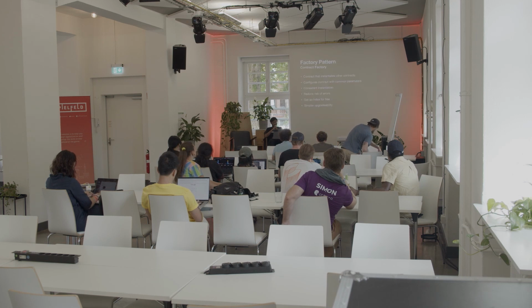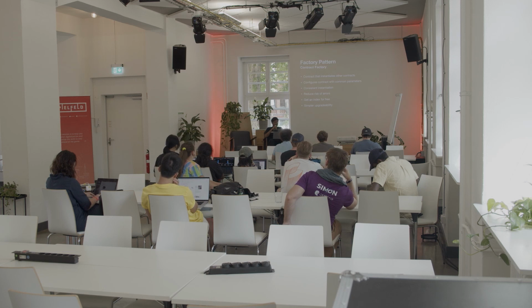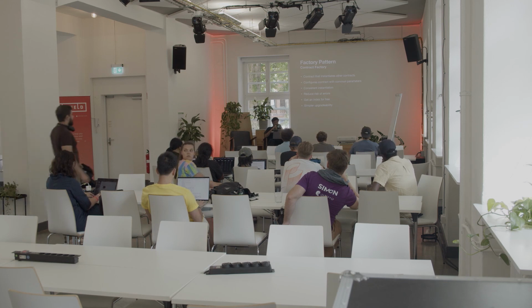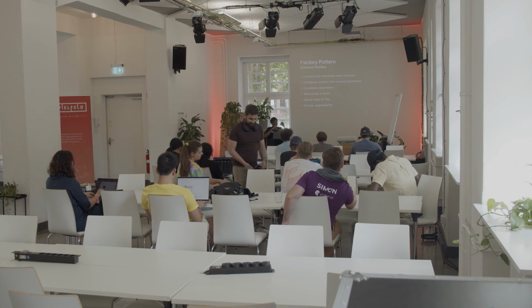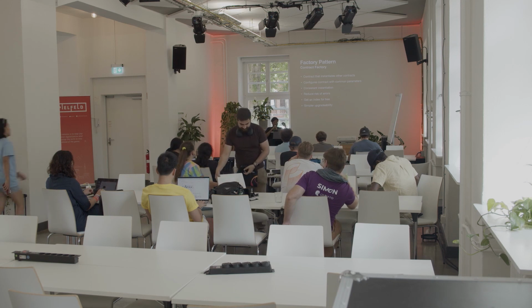So creational patterns, probably the most well-known is factory. A factory pattern basically is a contract that instantiates other contracts. And this is really useful because you can encapsulate all the configuration logic in one place. You can think of it like a factory with a conveyor belt, and it instantiates other contracts. And you can have consistent instantiation and a much cleaner way to organize your code. And you have reduced risks of errors. And you also get an index for free, because everything is being instantiated from one contract.